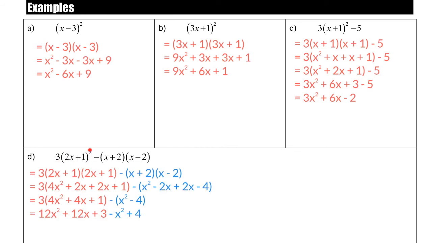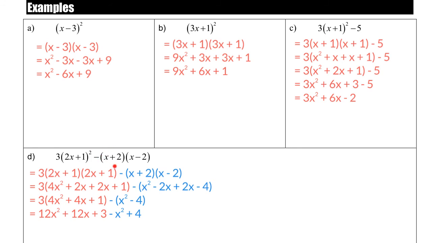So I've separated this part in red from this part in blue. Brackets times brackets. 2x times 2x is 4x squared. 2x times 1 is 2x. 1 times 2x is 2x. 1 times 1 is 1. Simplify the middle terms. 2x plus 2x is just 4x. And then everything in the brackets is multiplied by 3. So I get 3 times 4x squared is 12x squared. 3 times 4x is 12x. 3 times 1 is 3. So that's the first half.